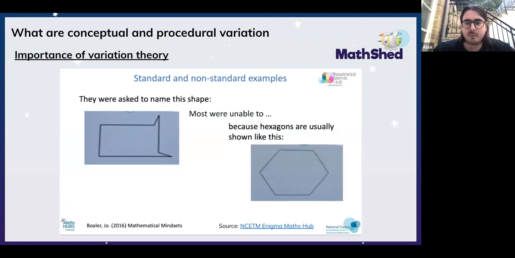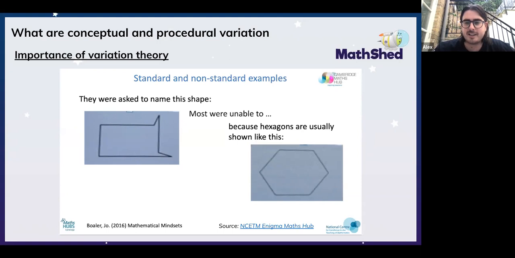So here we've got these wonderful examples from the Enigma Maths Hub in Cambridge that show us why these standard and non-standard examples that are part of variation theory are so important. And these are examples from Jo Boaler's Mathematical Mindsets book. So children, because so often traditional worksheets and resources focus on standard examples, it means that when you then show children non-standard examples, they falter.